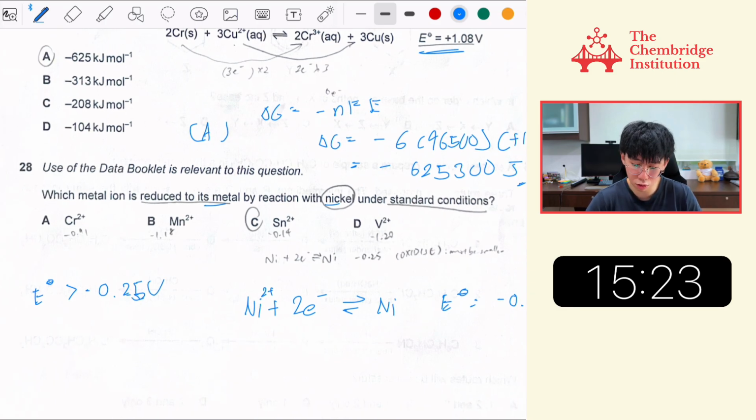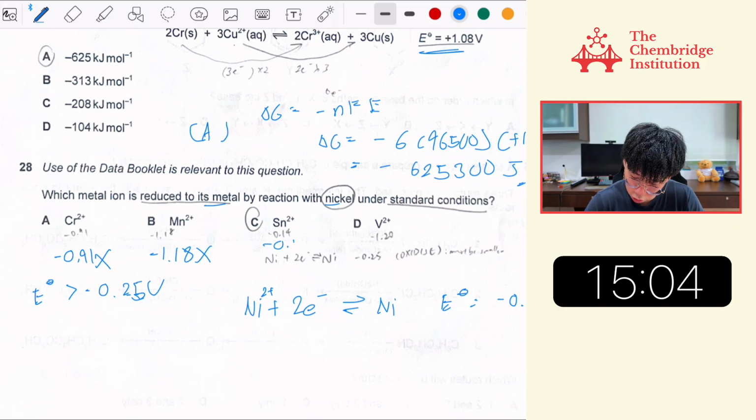Okay, so let's look at chromium 2 plus. This reaction is minus 0.91, so this is wrong. Mn2 plus, this reduction reaction is minus 1.18, so this looks wrong too. Sn2 plus, this is minus 0.14. Okay, looks correct. Let's look at V2 plus. To its metal is minus 1.20. Just looking at this, it's wrong. Okay, so I'll pick C.